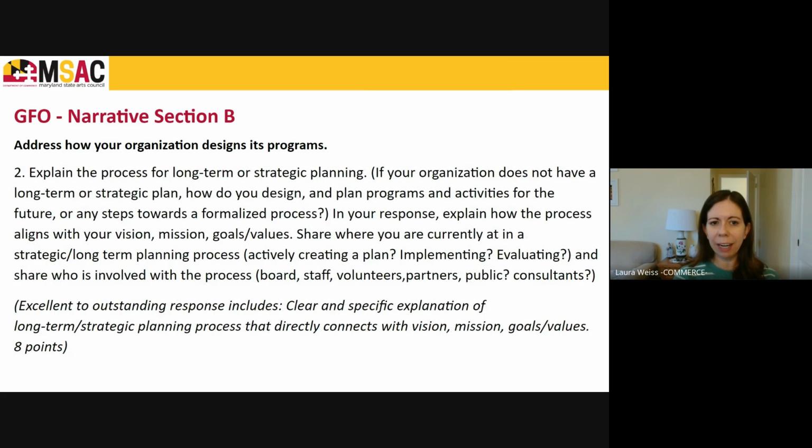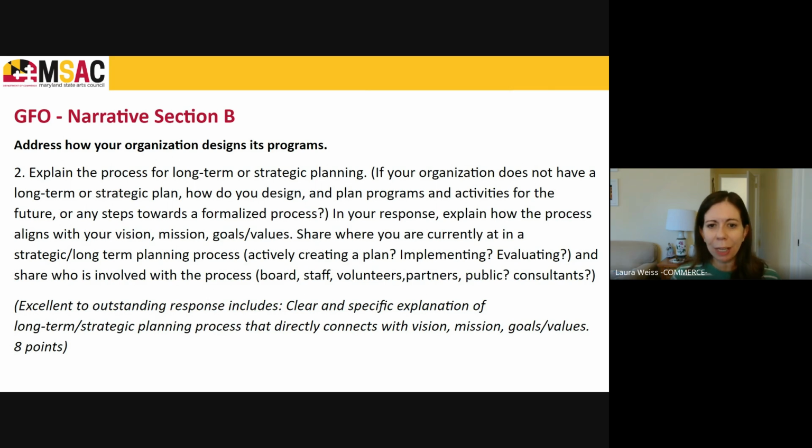Question number two here is looking at your long-term or strategic planning. We're asking you to explain that process of long-term or strategic planning. If your organization doesn't have a formalized long-term or strategic plan, then think about how you design and plan programs and activities for the future and any steps that you're taking towards a more formalized plan. We ask that you explain how the process aligns with your vision, mission, goals, or values, and also to share where you are currently at in that strategic or long-term planning process.